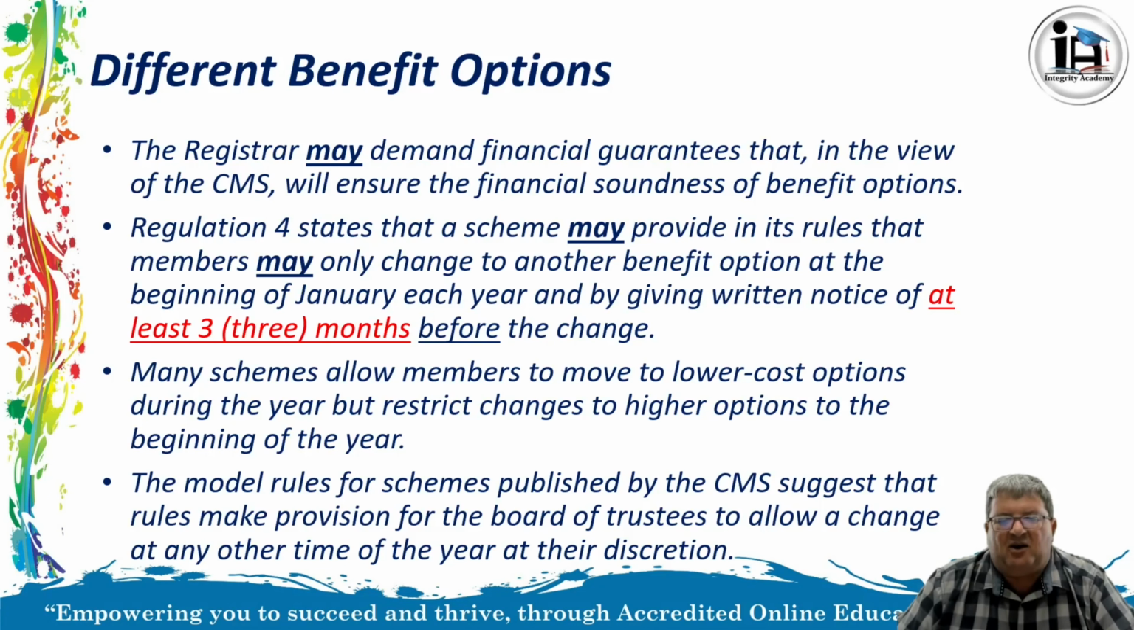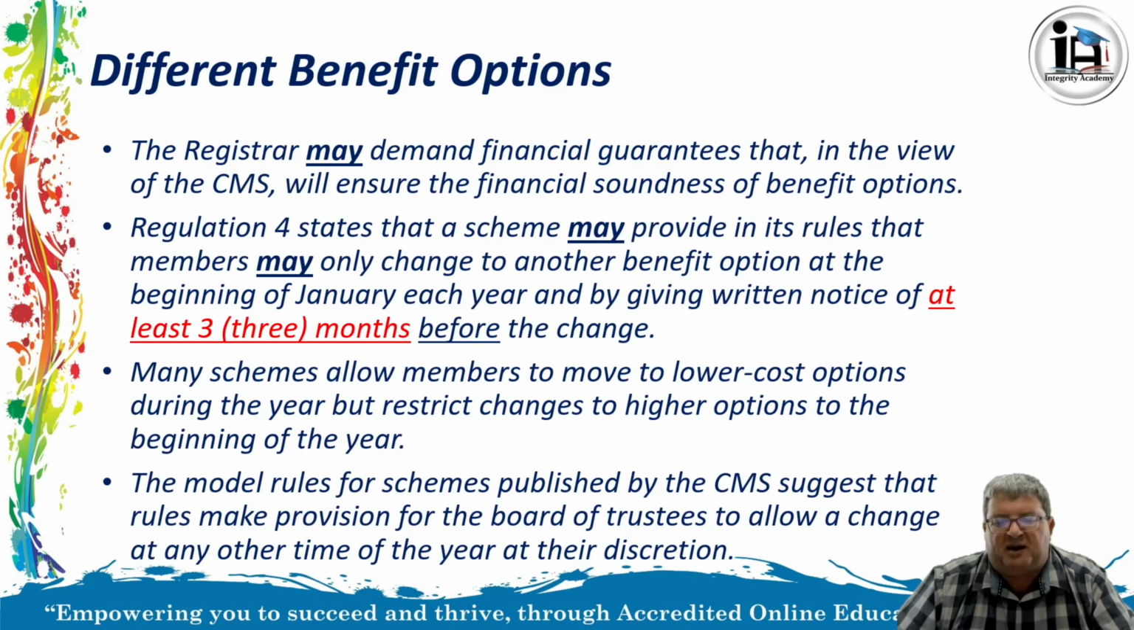Many schemes allow members to move to lower cost options during the year, but restrict changes to higher options to the beginning of the year. So during the year, from your current scheme, you can downgrade. Doesn't matter. You cannot upgrade. Upgrade you can only do at the beginning of the year, January. So you have to wait until January before you can upgrade.